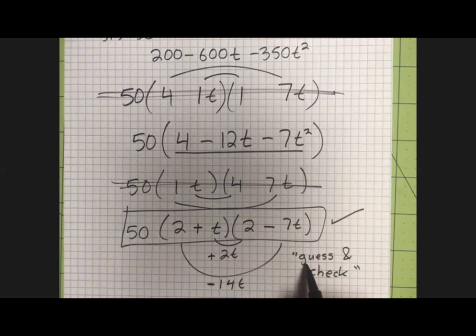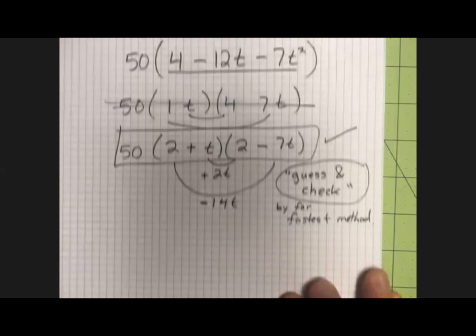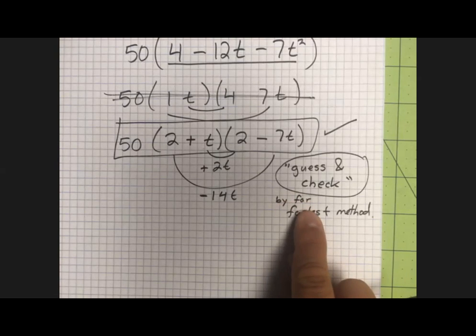Guessing is really bad if you don't check, right? But if you guess and you check whether you're right or not, you can still find the answer and correct yourself if you don't have the right answer. So there's nothing wrong with doing this. You can get very fast. If you practice this, this is the fastest way to do it. Sorry, by far the fastest way if you practice it.